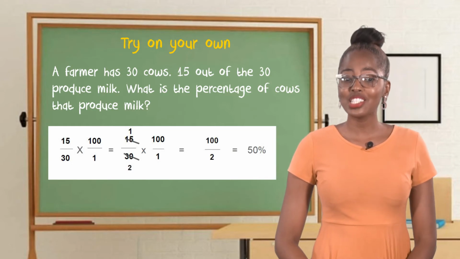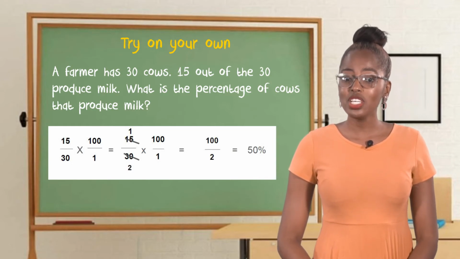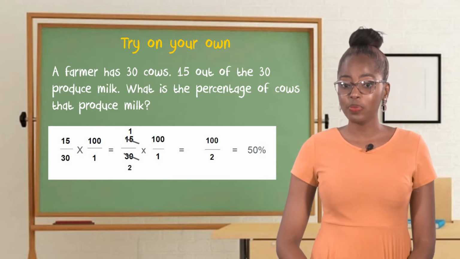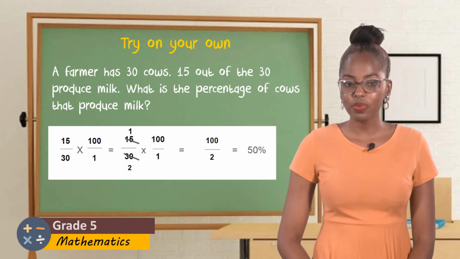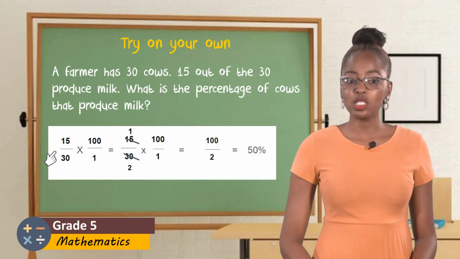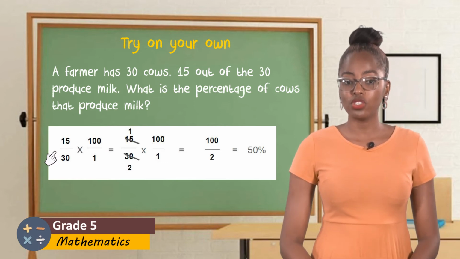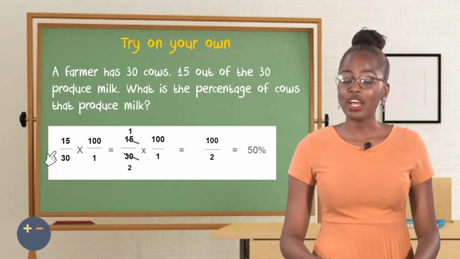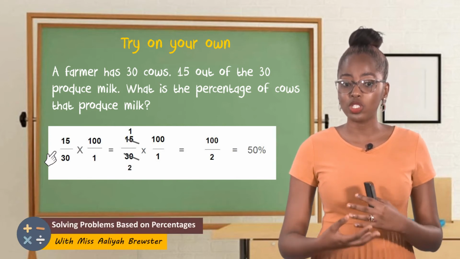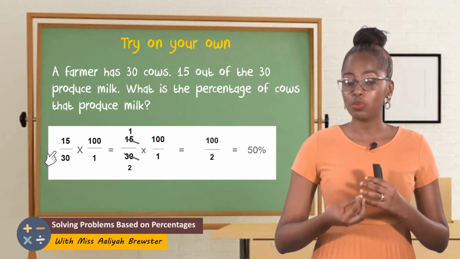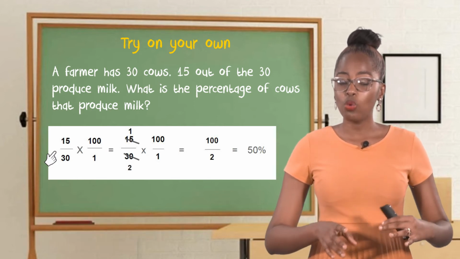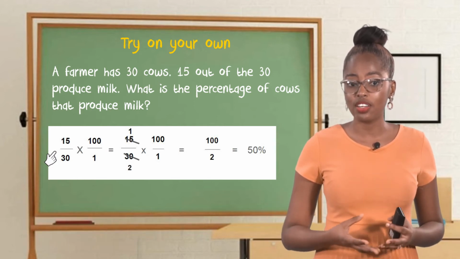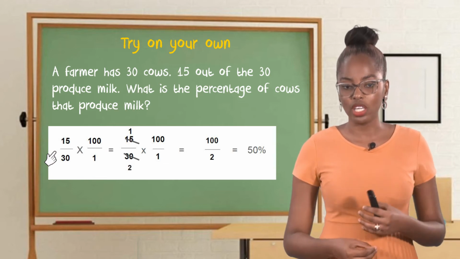A farmer has 30 cows. 15 out of the 30 produce milk. What is the percentage of cows that produce milk? Here we will express 15 out of 30 as a fraction, whereby 15, which is the part that was used, or the amount of cows that produce milk, is the numerator, and 30, which is the total number of cows that the farmer has, is the denominator.